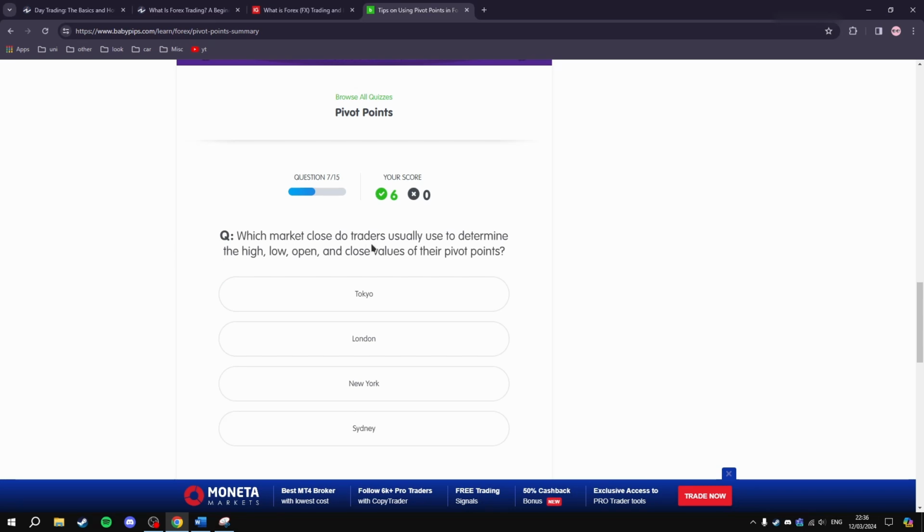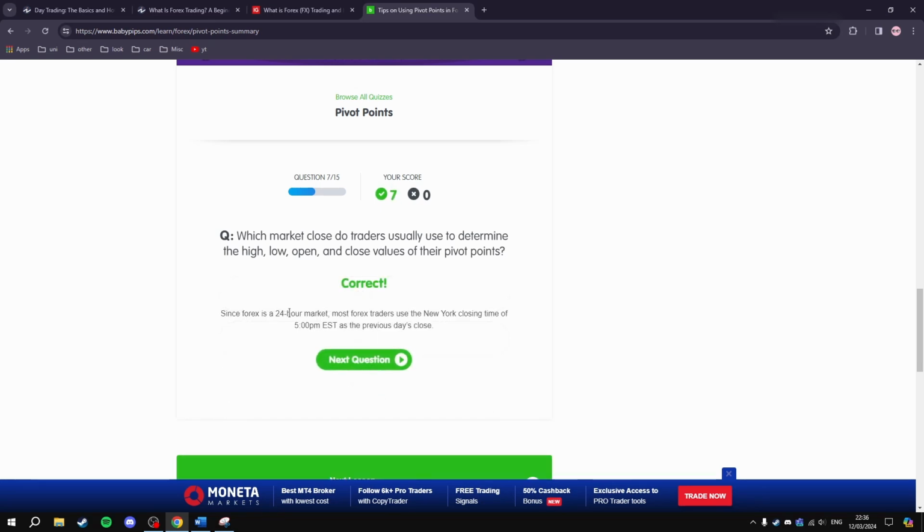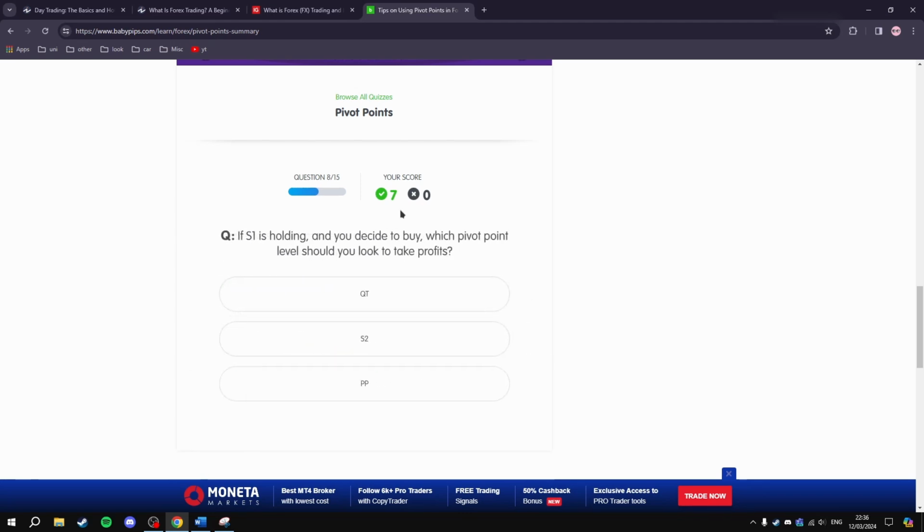Which market close do traders usually use to determine the high, low, open and close values of their pivot points? It's New York, isn't it? Since Forex is a 24-hour market, most Forex traders use the New York closing time of 5 PM EST as the previous day's close. If support 1 is holding and you decide to buy, which pivot point level should you look to take profits?